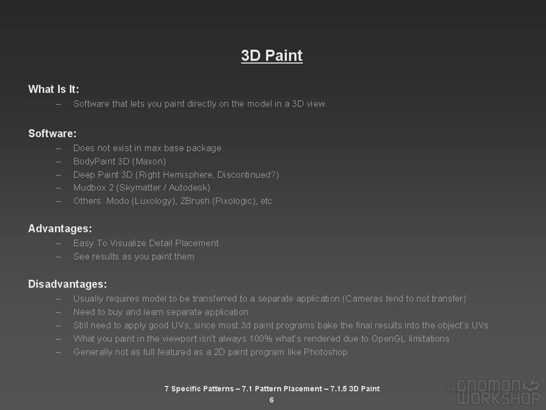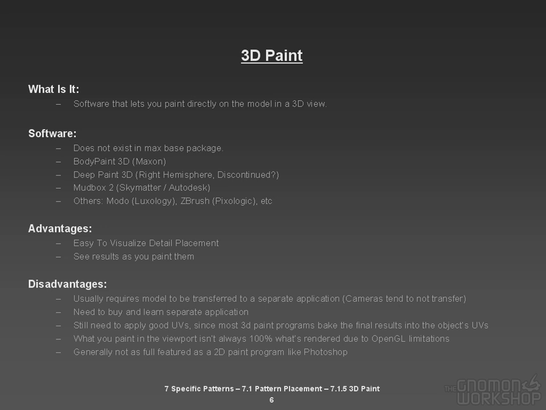So the advantage of using 3D Paint is that it's really easy to visualize your detail placement because you're seeing it right there in 3D. And also, it's easy to see the results as you paint them because they appear immediately as you do your brush strokes. There are a bunch of disadvantages.